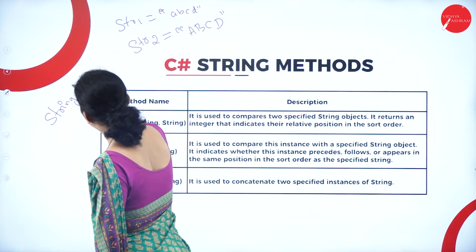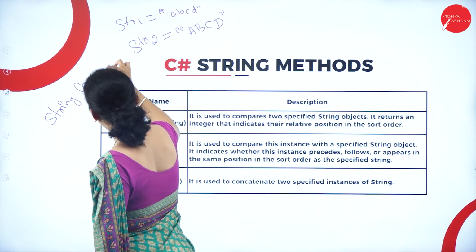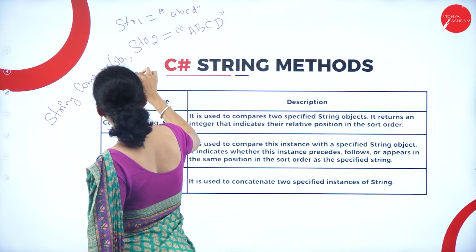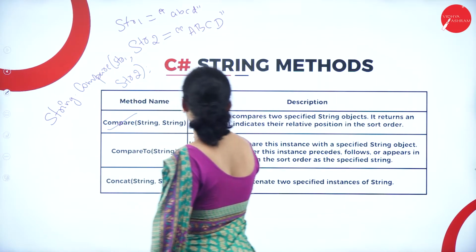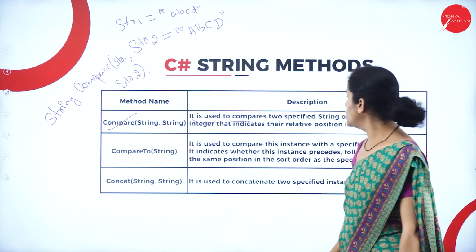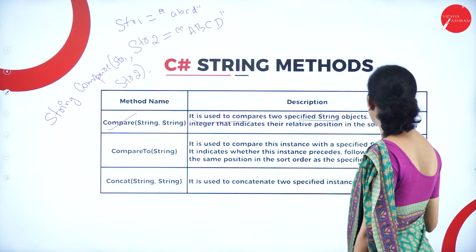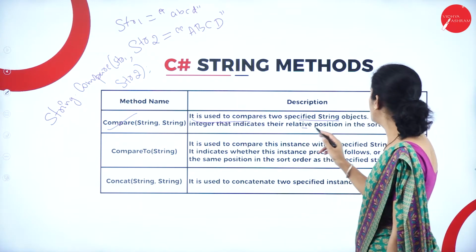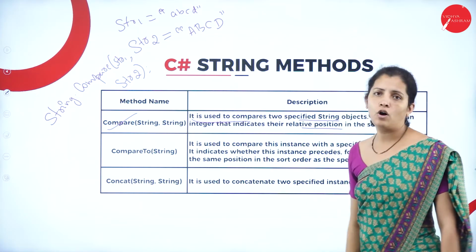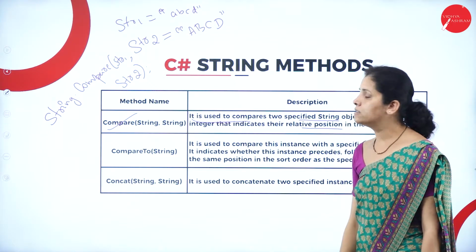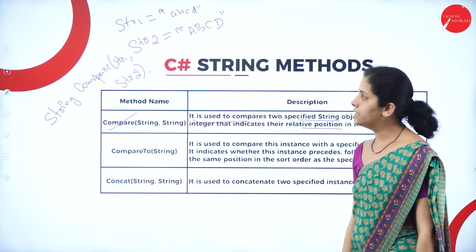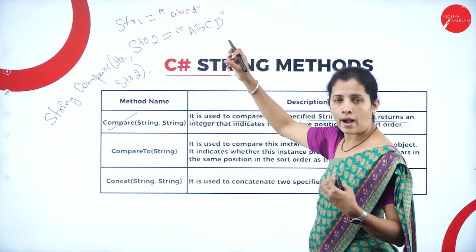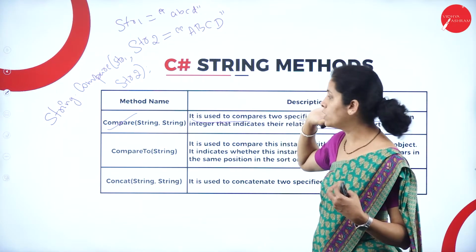String.Compare(str1, str2). It is used to compare two specified string objects. It returns an integer that indicates their relative position in the sorted order. So it's going to return some integer value. That means it's mainly used to check whether both the strings occupy the same position or not.